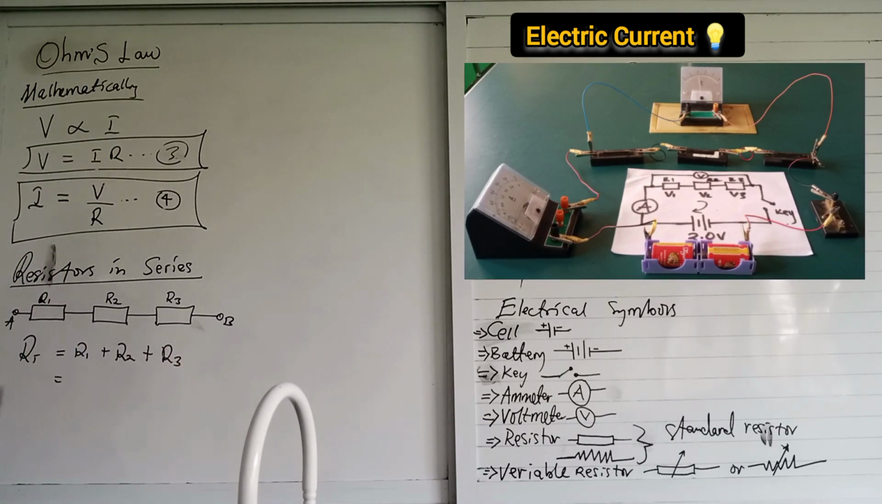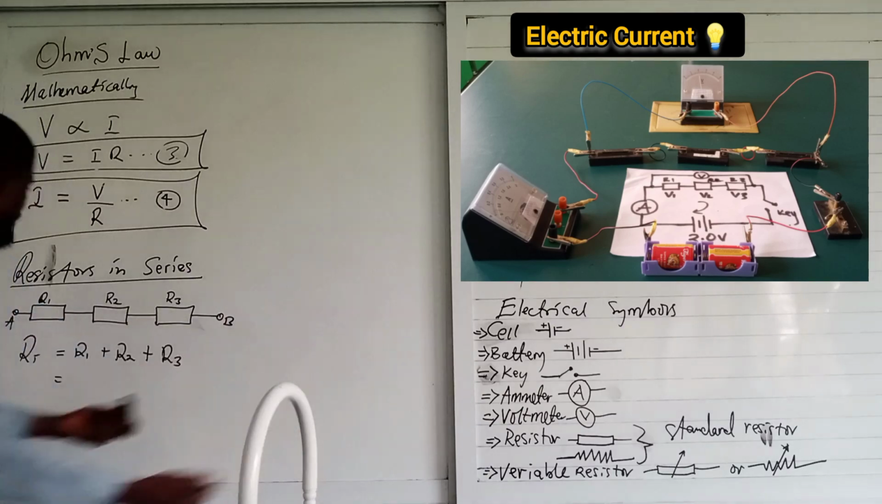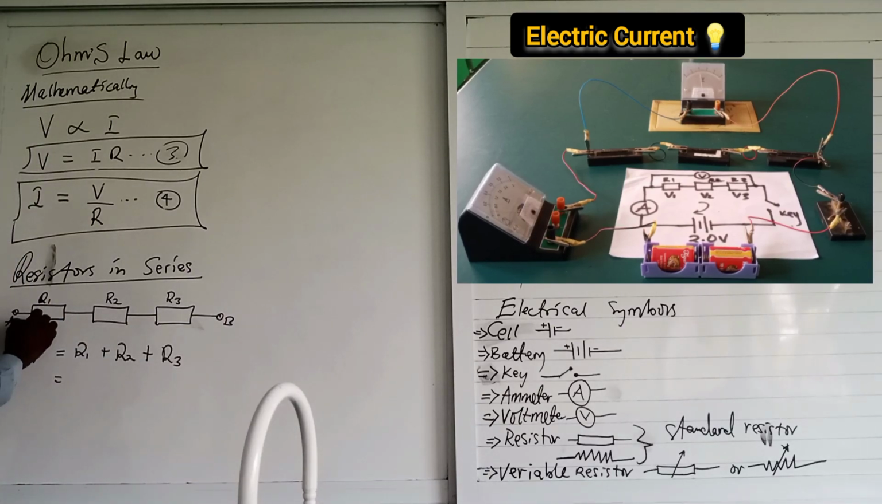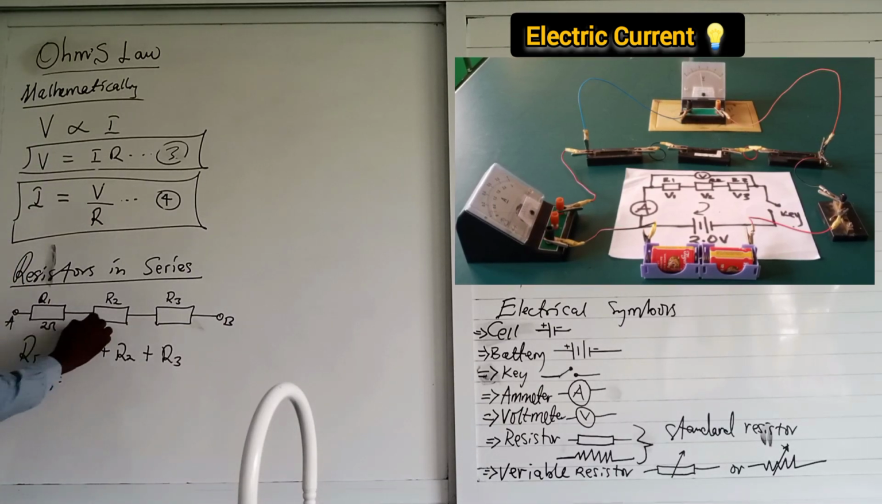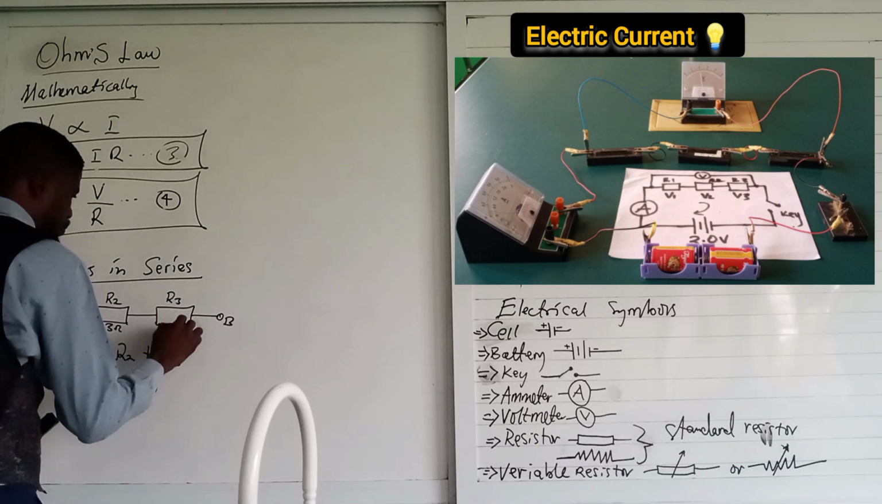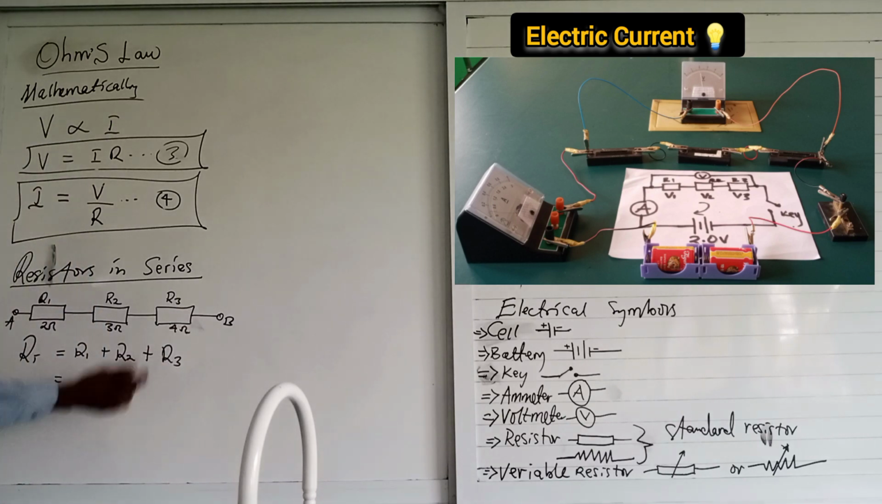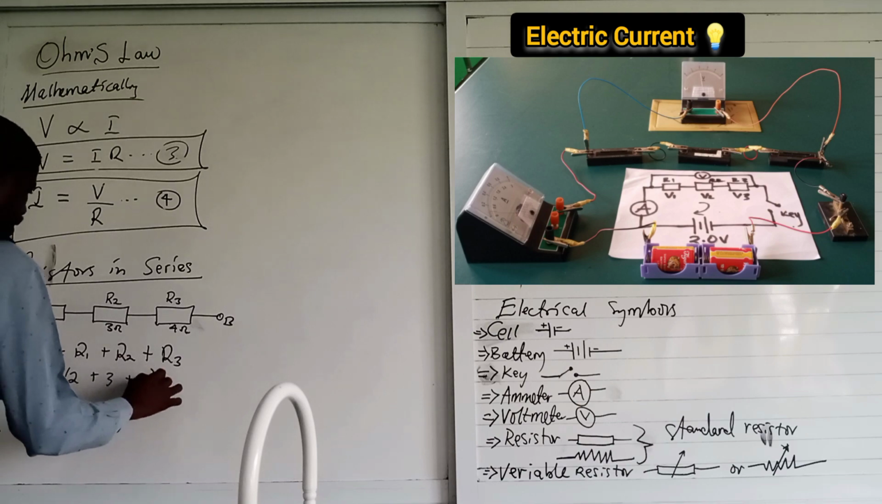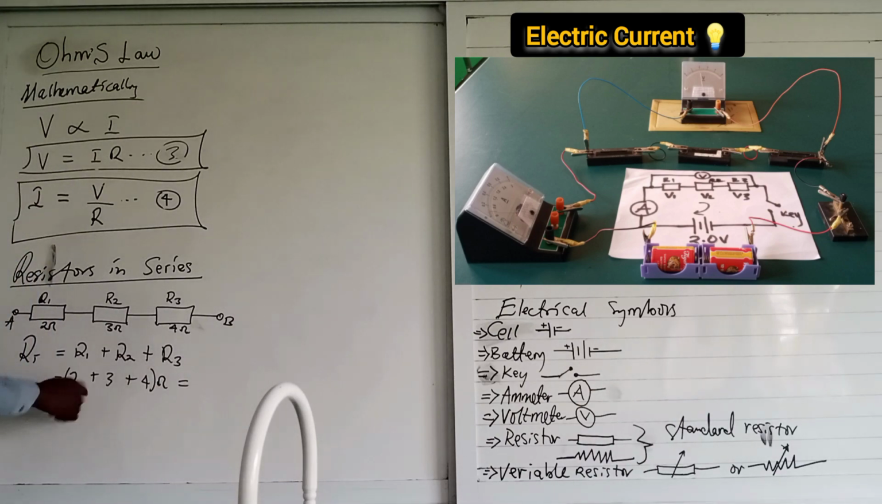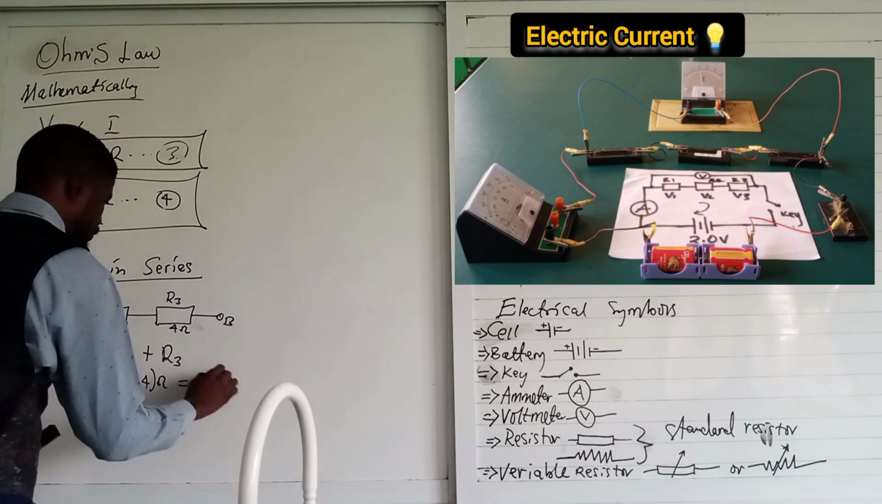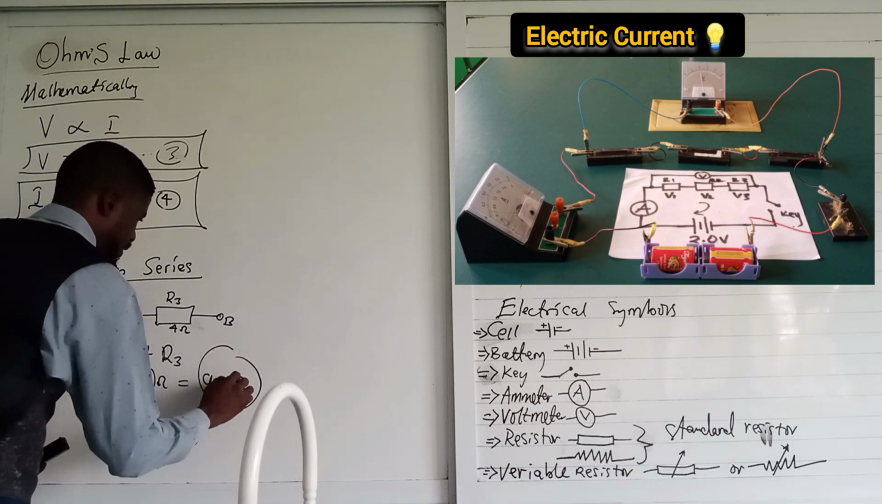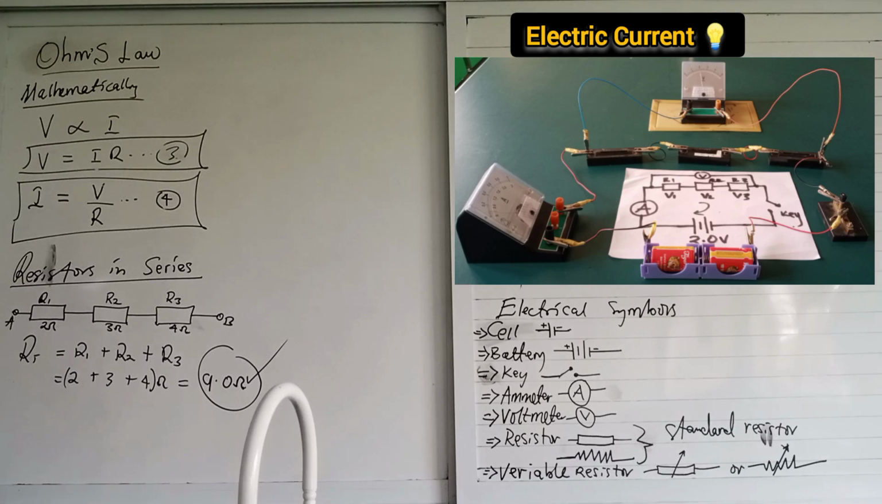So if you give R1, R2, R3 values like, let's say, this is 2 ohm, this is 3 ohm, and this is 4 ohm, what is your combined resistance? Your combined resistance is simply 2 ohm plus 3 ohm plus 4 ohm. And you're going to have the total of what? 7, 8, 9. You have 9.0 ohm resistance in the circuit. That is how to go about it.